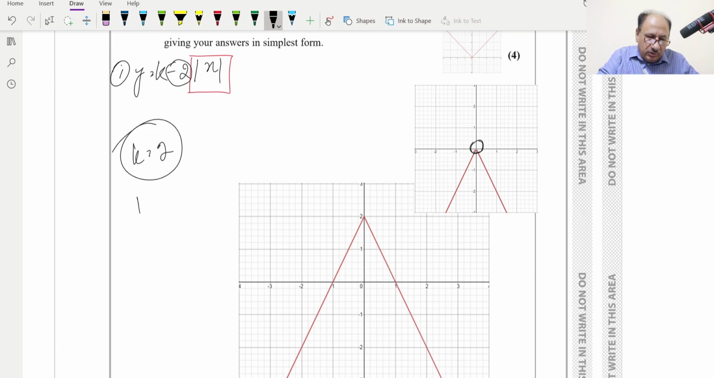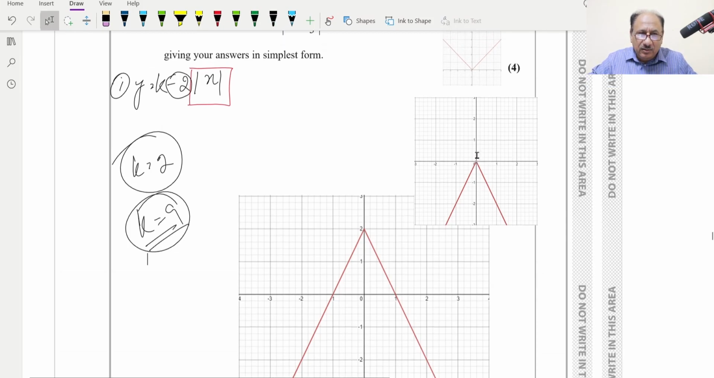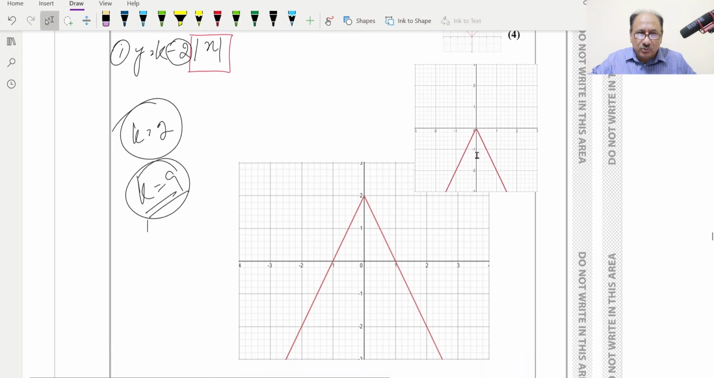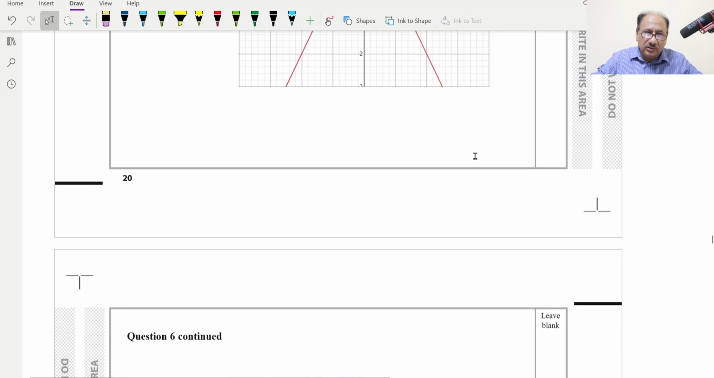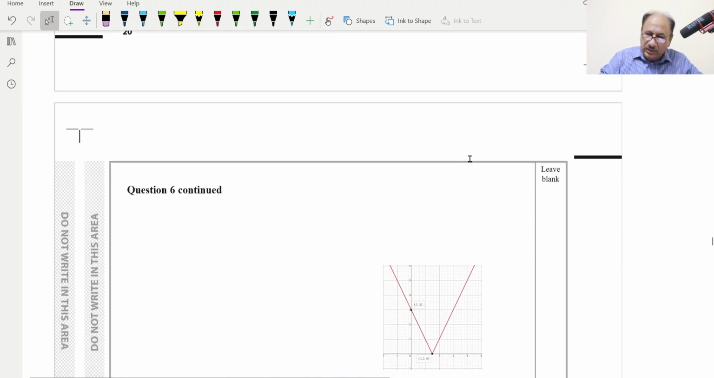If the k value is equal to 9, it will be moving 9 units upward. So k units upward, it will be moving upward. A positive value of k will move upward, a negative value of k will move downward. So in this case it will be moving upward. So we can write y is equal to k plus 2x. We can write basically on the next page.